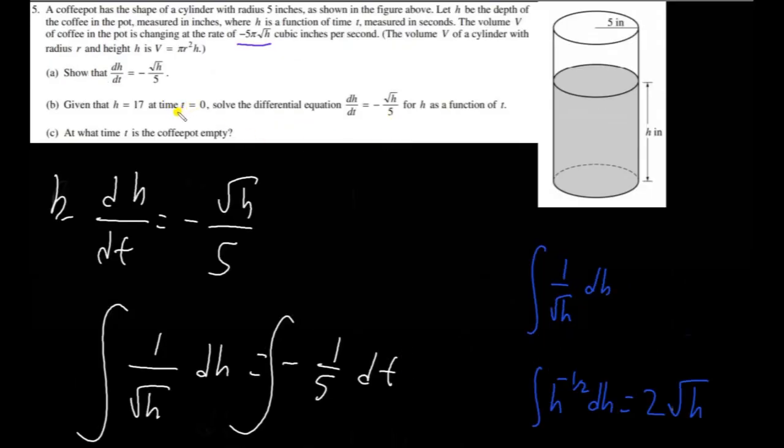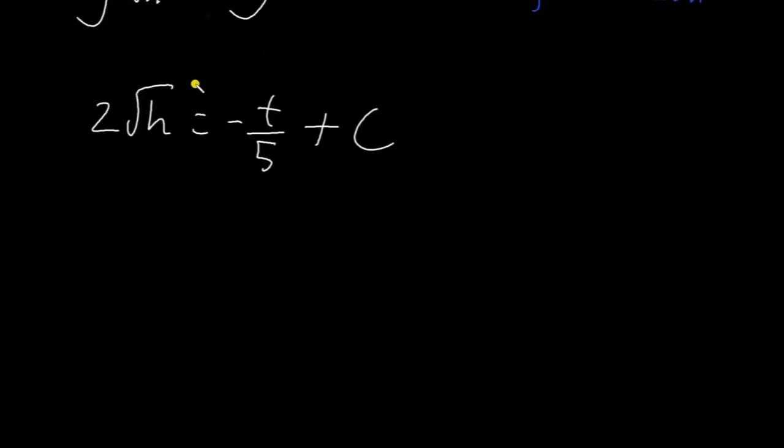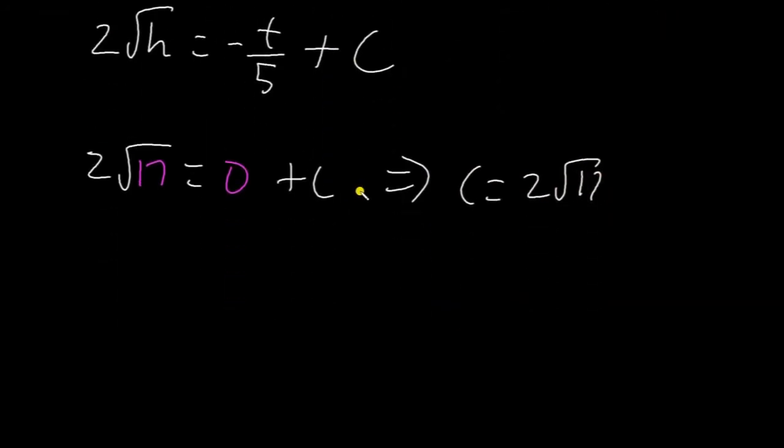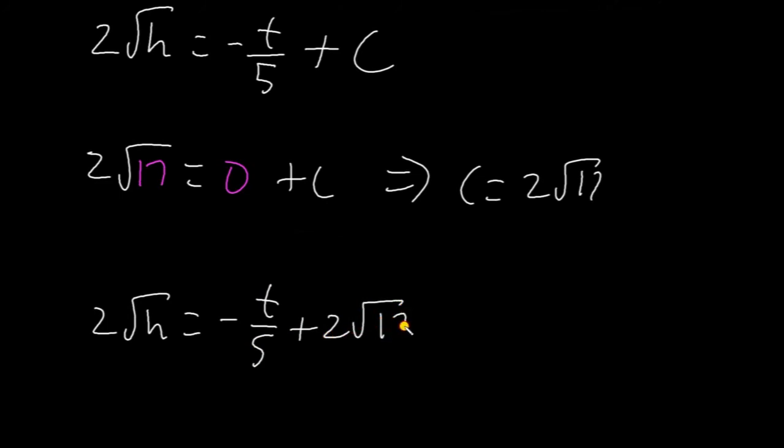So if t equals 0 and h equals 17, we can plug in t equals 0 and h equals 17, and we'll get 2 times the square root of 17 equals, well, this is just going to become 0, right? Plus c. So c is equal to 2 square root of 17. And we can plug that into here. We can say 2 square root of h equals negative t over 5 plus 2 square root of 17.